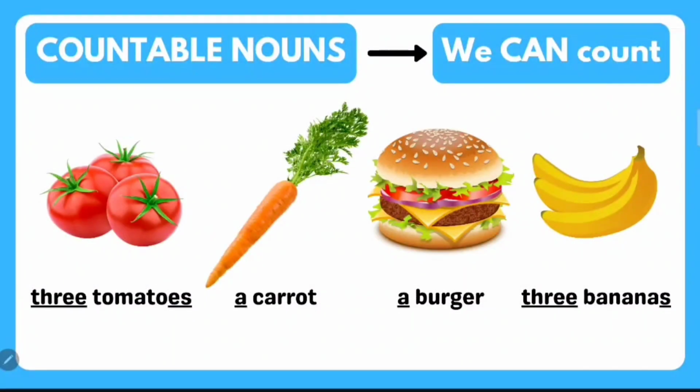Alright class, these are the examples of countable nouns. We have 3 tomatoes, a carrot, a burger, and 3 bananas. Remember, we can use singular and plural. Right, 3 tomatoes are plural, a carrot singular, a burger singular, and 3 bananas plural.